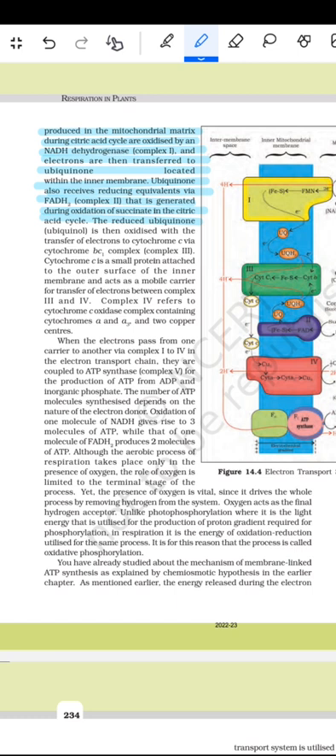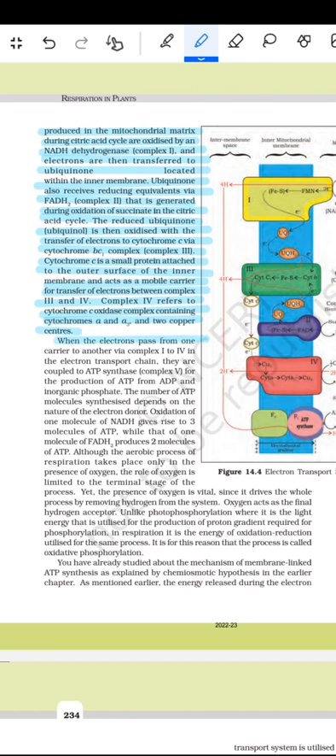The reduced ubiquinol is then oxidized with the transfer of the electrons to cytochrome C by the cytochrome bc1 complex 3. Cytochrome C is a small protein attached to the outer surface of the inner membrane and acts as a mobile carrier for the transfer of the electrons between complex 3 and complex 4. Complex 4 refers to the cytochrome C oxidase complex containing cytochrome a and a3 and two copper centers.